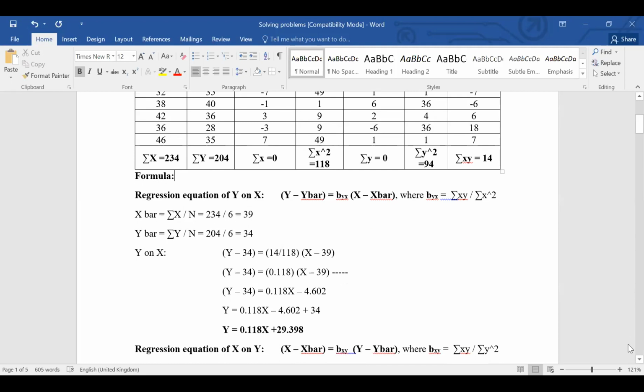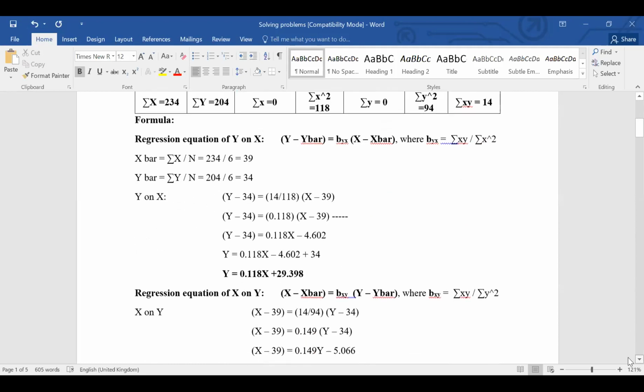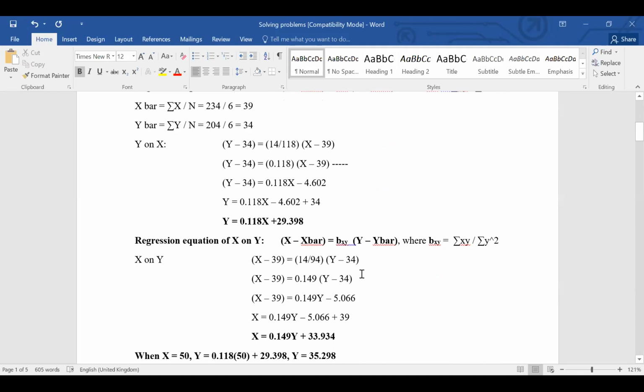And then the regression equation x on y. This is the way to find out the regression equation x on y. According to this formula, please substitute the value and find out. I told you, since there is no sigma value, we have to use this formula only.